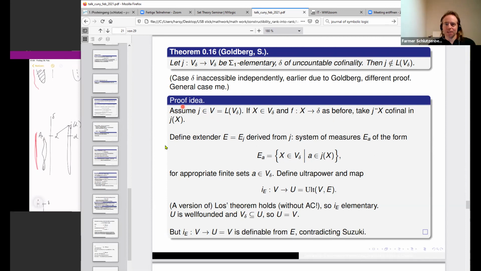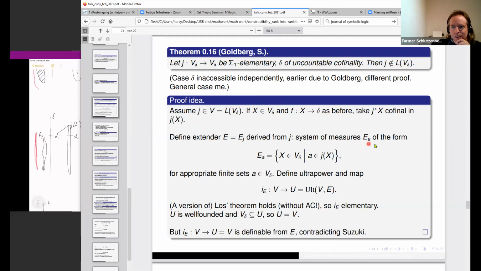So if we started with an arbitrary J, then we should replace it with this iterate where it's at least fully elementary. And you need to do that even if J was fully elementary in the first place. You also need to do that for other reasons that come up, but I won't really explain. Okay, so we make this replacement first, and then we look at the extender derived from J.